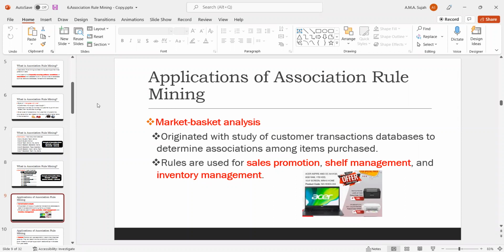Yeah, office package. How can you find out? Most of the people in your company buying the laptops are also buying some office packages. That is a pattern you find out from your organization. Based on this, you will recommend. So you can get more benefit compared with not considering association rules.